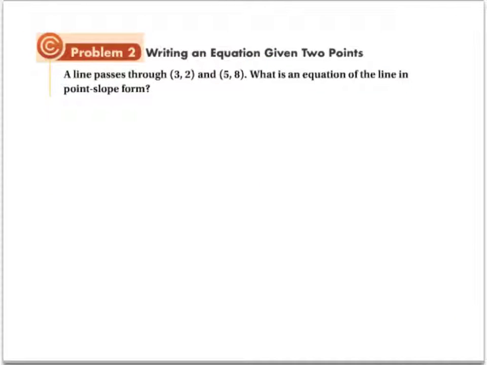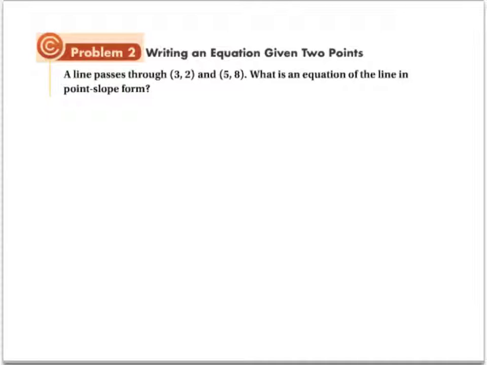Write the equation given 2 points. Well, if we're given 2 points, what vital piece of information are we missing? Because so far we only have 2 equations, slope-intercept and point-slope. Cameron, what are we missing? Slope. But you have 2 points, so you can find slope. Change in y over change in x.